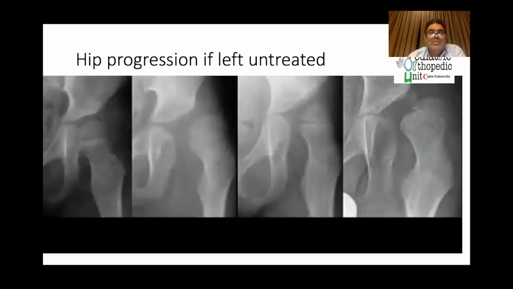This is how the hip progresses if left untreated. This is a normal located hip, and this is a subluxed hip. This is a dislocation, and this is a neglected dislocation.